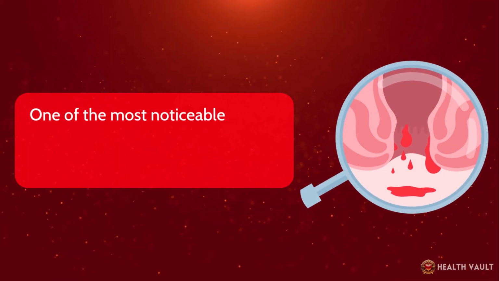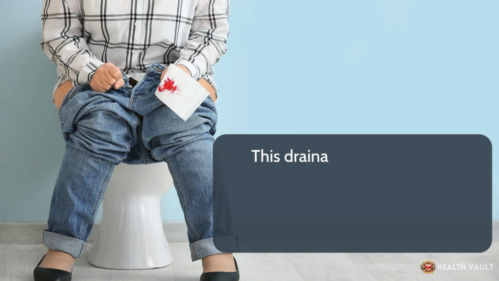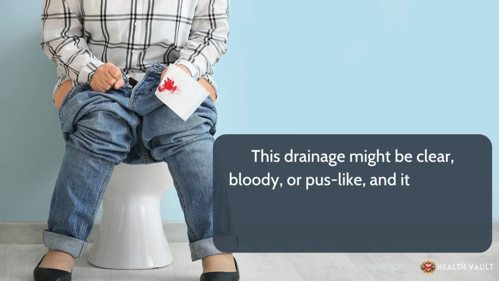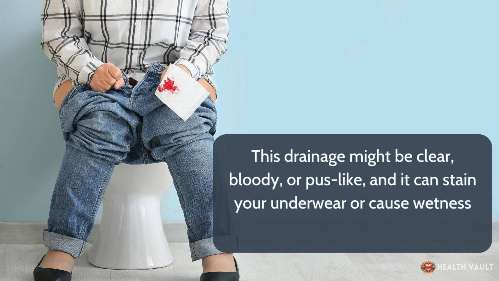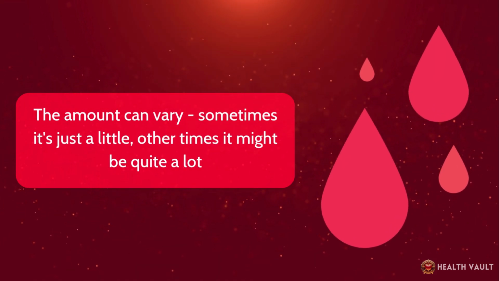One of the most noticeable signs is drainage from the external opening near your anus. This drainage might be clear, bloody, or pus-like, and it can stain your underwear or cause wetness throughout the day. The amount can vary. Sometimes it's just a little, other times it might be quite a lot.